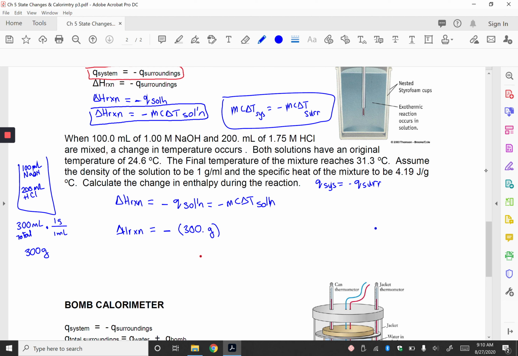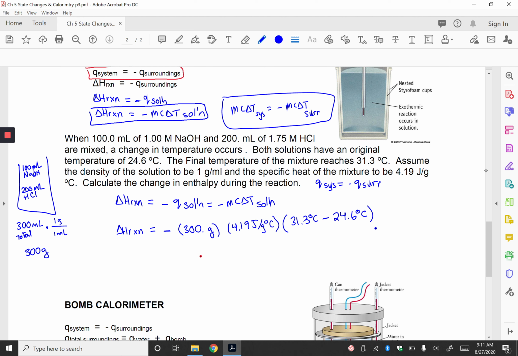Okay, C, they tell us is 4.19 joules per gram Celsius. And then delta T is final minus initial. Final is 31.3 Celsius. Initial is 24.6 Celsius.